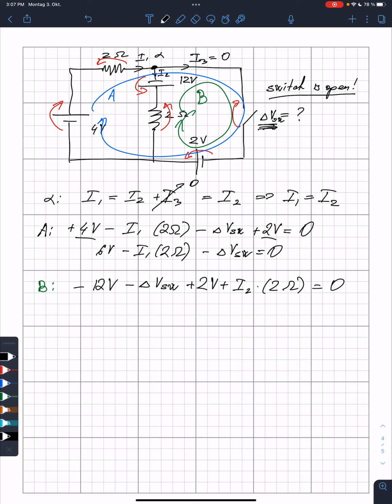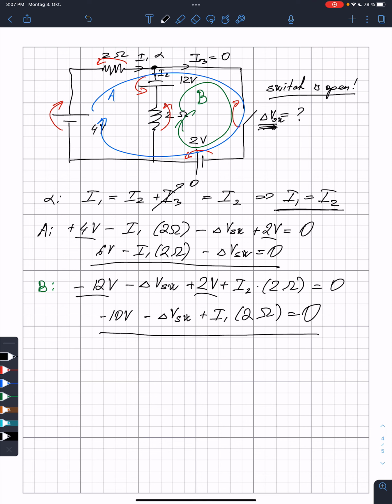So I can rewrite this equation. Combining these, I get negative 10 volts minus delta V switch, and instead of I2 I will use I1, since I2 equals I1, so plus I1 times 2 ohms, and that's 0. Very good. So now I have two equations and two unknowns. Let's express I1 from this equation and substitute it into that equation.